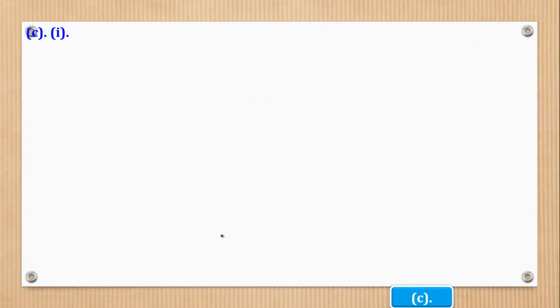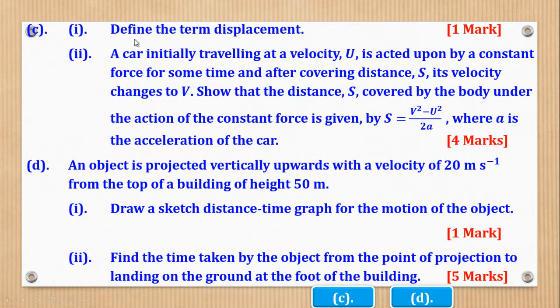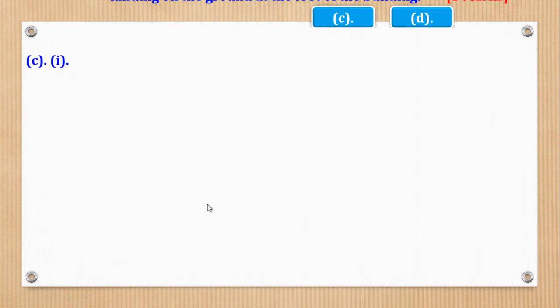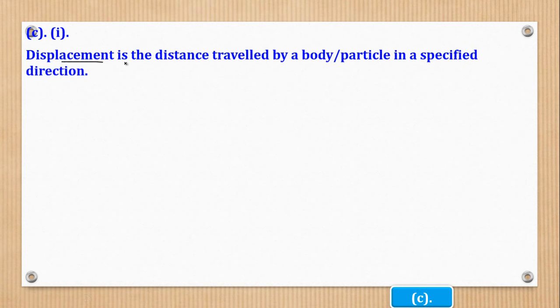Now we shall go to part C, Roman 1. Part C, Roman 1 says, define the term displacement. So displacement is the distance traveled by a body or a particle in a specified direction. That word specified direction must be there, because it's one which distinguishes distance from displacement.